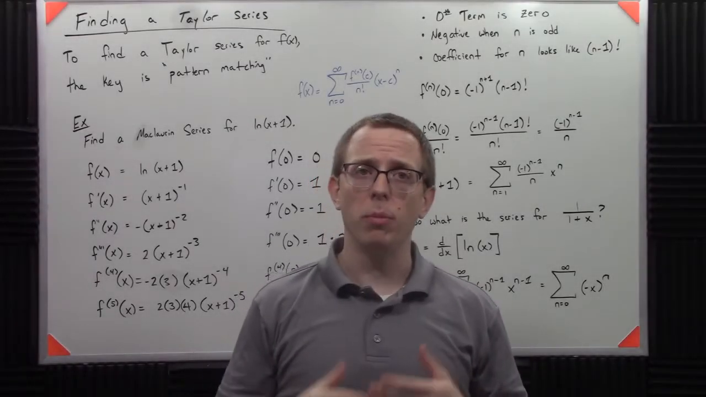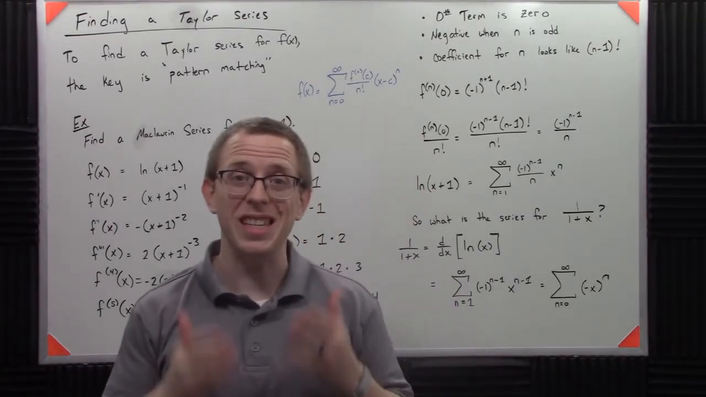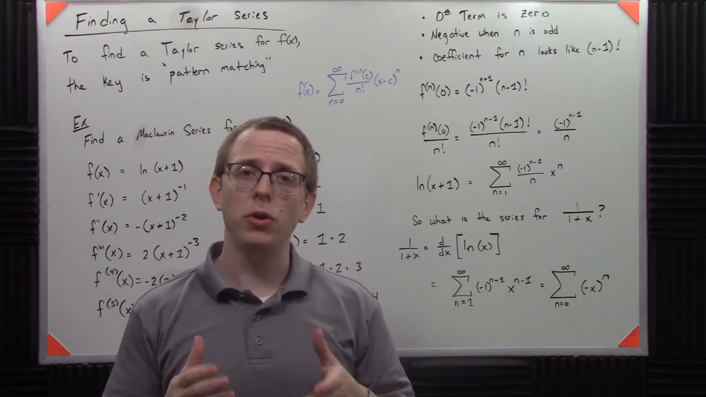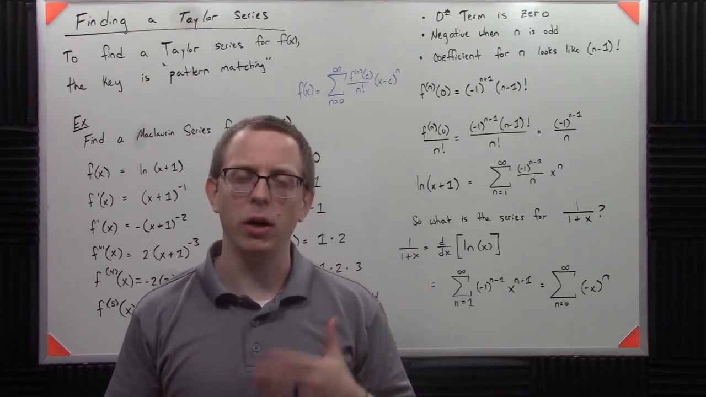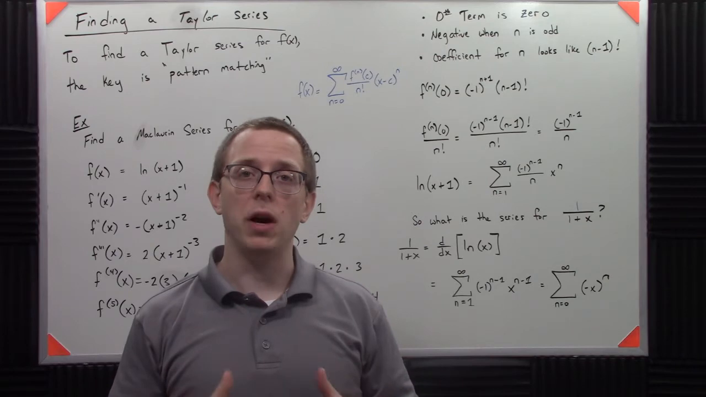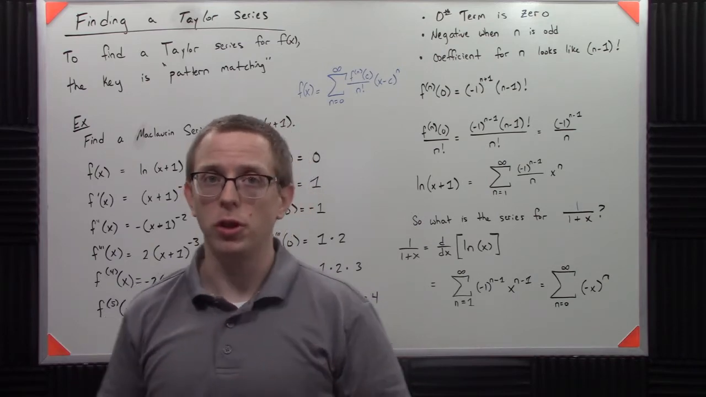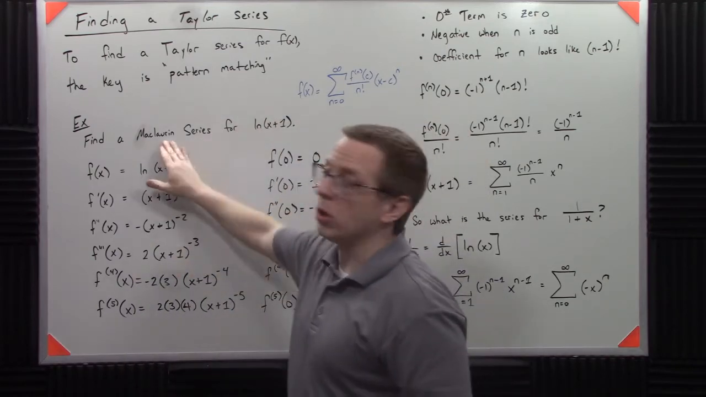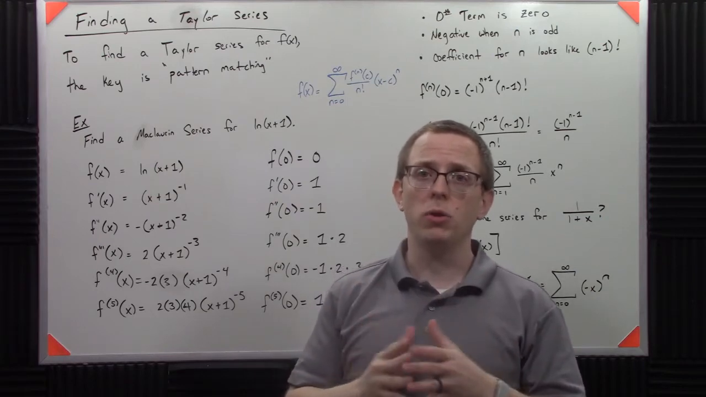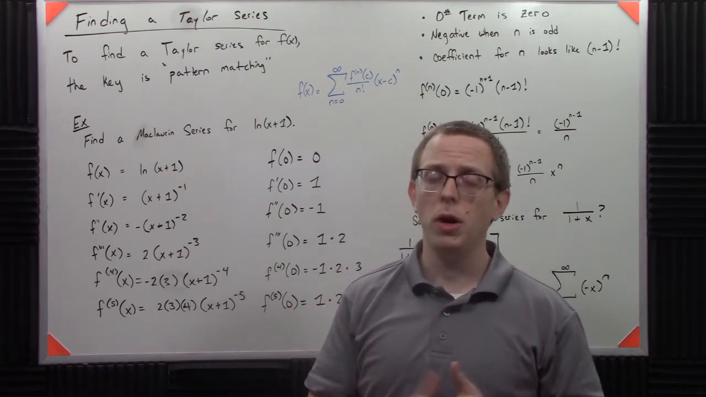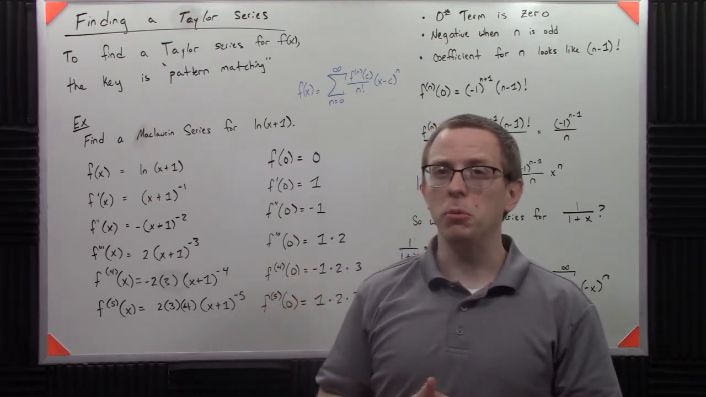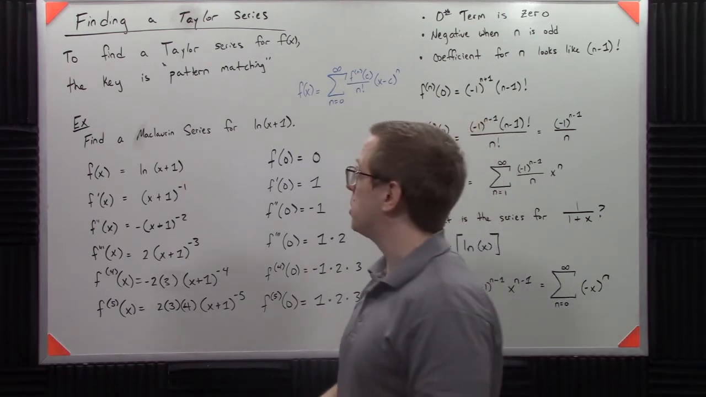Probably the hardest thing about the Taylor series and Maclaurin series is finding them. So what we want to do is take an example and go through a process of how we would find a Taylor series for a function. In this case we're going to do a Maclaurin series, but we could do a Taylor series at any arbitrary center. But let's start with a simple example where the center is equal to 0.